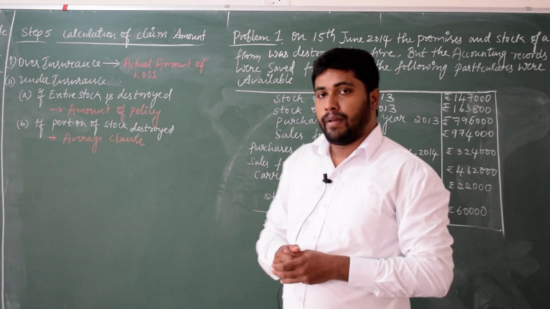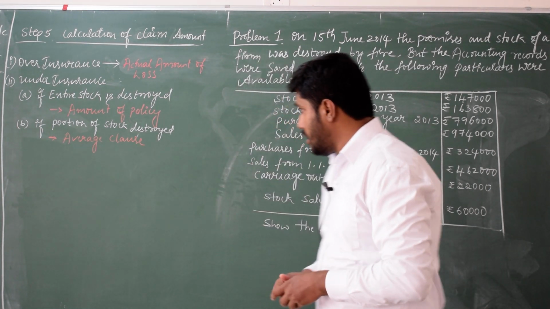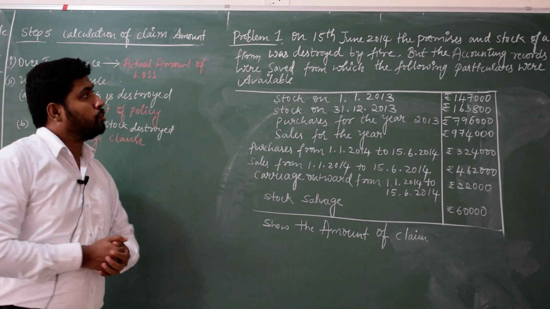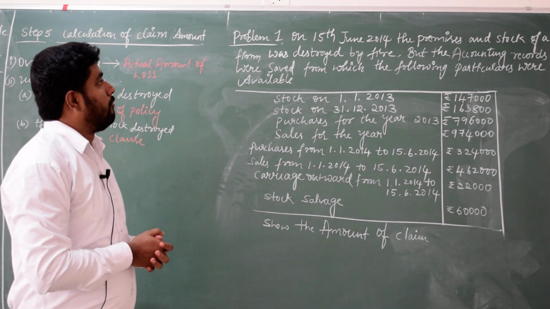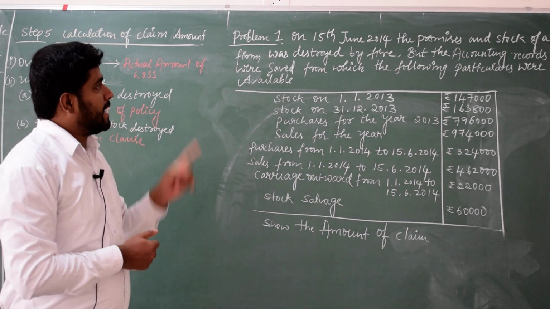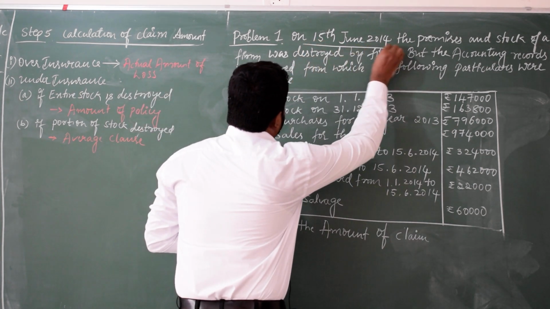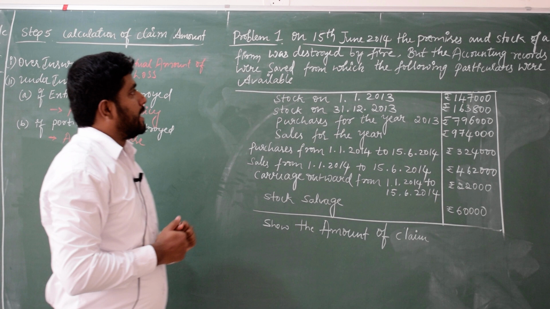Now I will explain the fire insurance claim by taking one practical problem. So this is the problem. Let's go through the problem. On 15th June 2014, the premises and stock of a firm were destroyed by fire. Here the date of the fire accident is 15th June 2014.